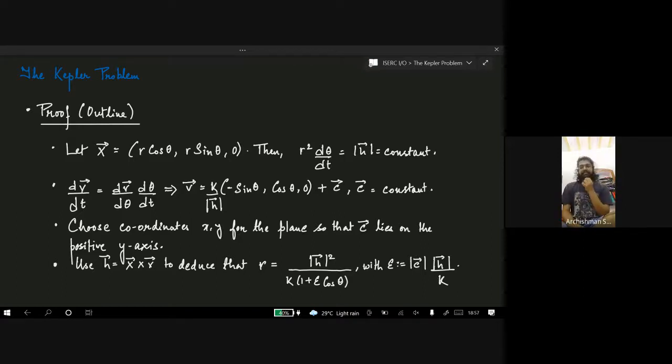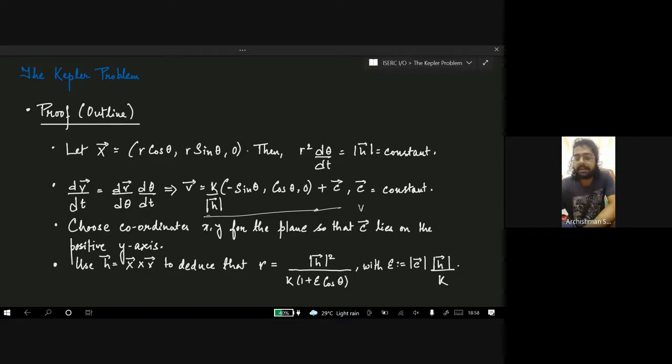And then you can use the chain rule, together with the Kepler equation, the Newtonian equation, to find that the velocity is of this particular form. But this particular form is essentially the equation of a circle, because you can see that it is an equation of a circle with center at C.